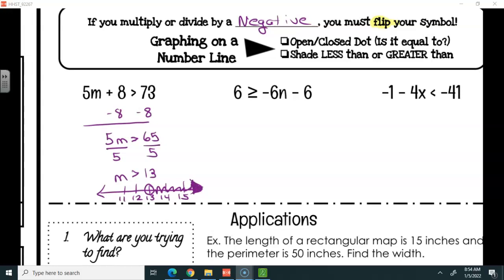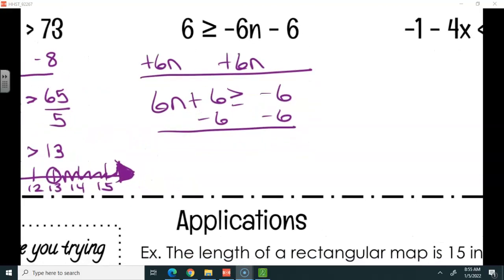Okay, so if it had been equal to, like here in the next example, then you would put a closed dot. Okay. All right, here I'm going to go ahead and move my variable to the left. So I get 6n plus 6 is greater than or equal to negative 6. Subtract 6. So 6n is greater than or equal to negative 12. Divide by 6. N is greater than or equal to negative 2.